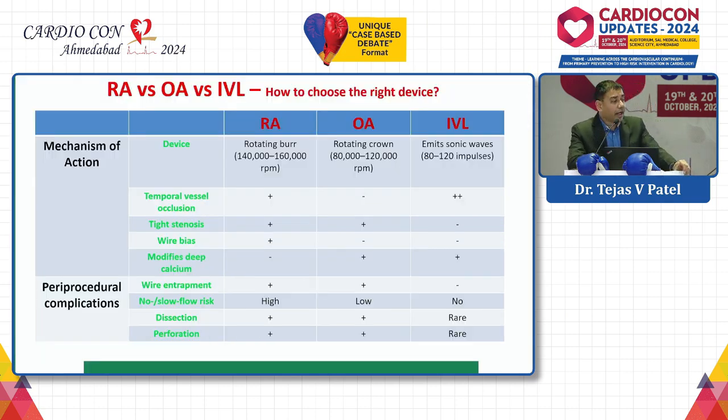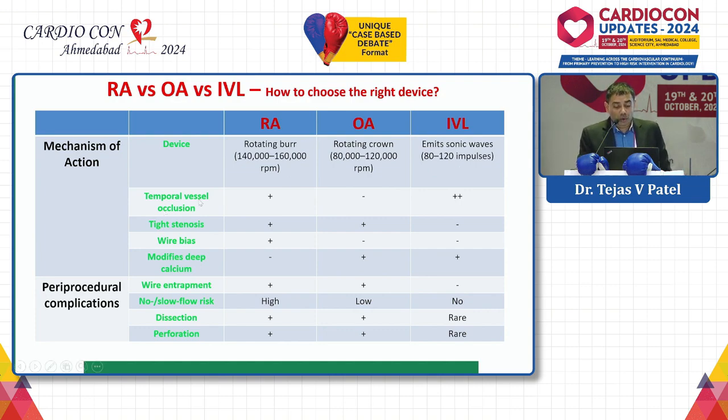As such, there is no head-to-head comparison, or no large data which shows a comparison of one device with the other. But if you see this slide, which has been taken from multiple references, rotational atherectomy is a rotating burr, 140 to 160 thousand rotations per minute. OA is 80 to 120 thousand, while IVL gives 80 to 120 sonic waves.